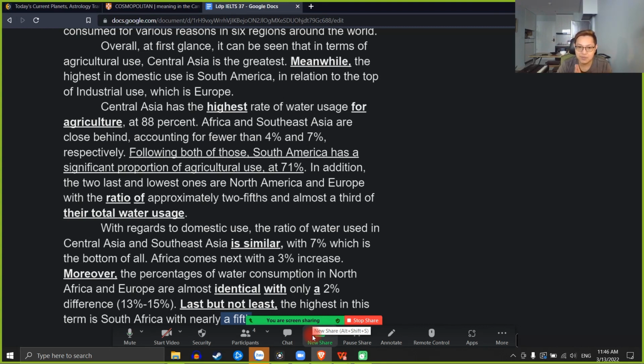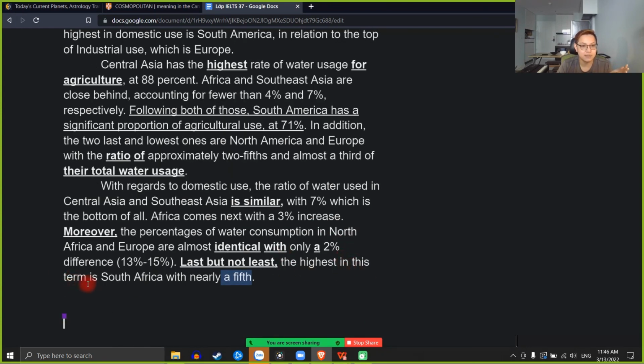Basically, what I was trying to say is that the position of the sentences is important. Is it at the beginning, the middle, or the end? Here, I say the highest in this term is... basically, it's domestic use. So everything has been said before in this paragraph. So when I say the highest in this term is South America with nearly a fifth, I would not ask a fifth of what, because in the previous sentences, people will understand that it's a fifth of the total water use.